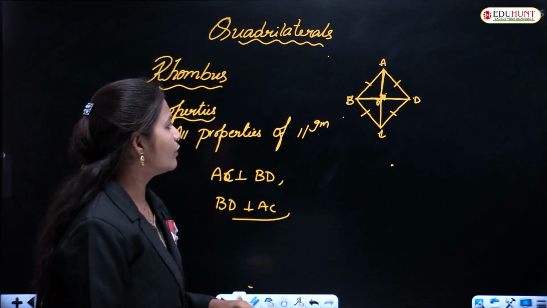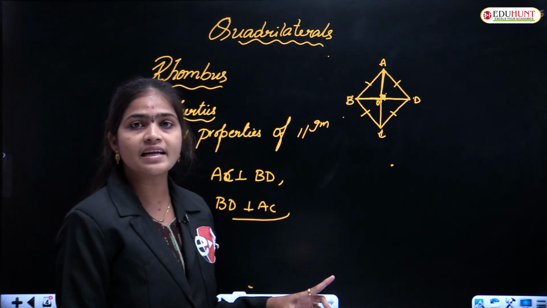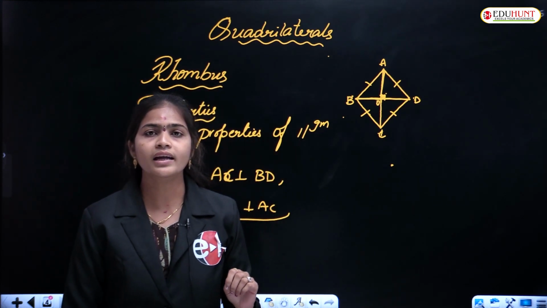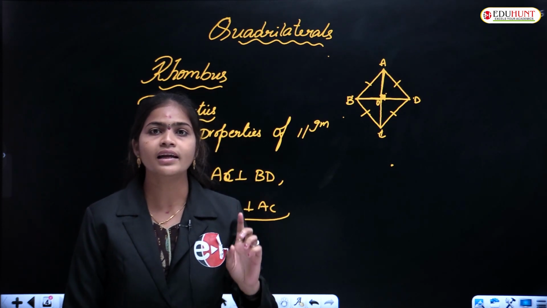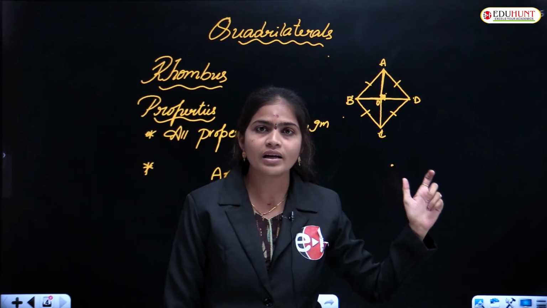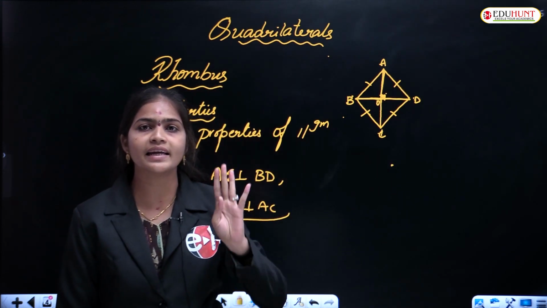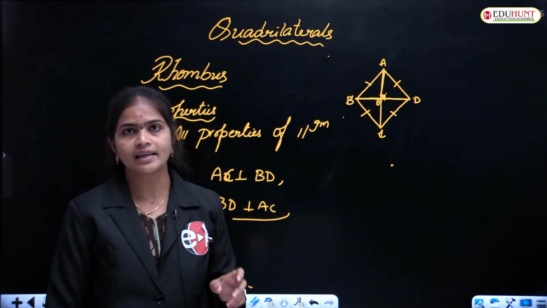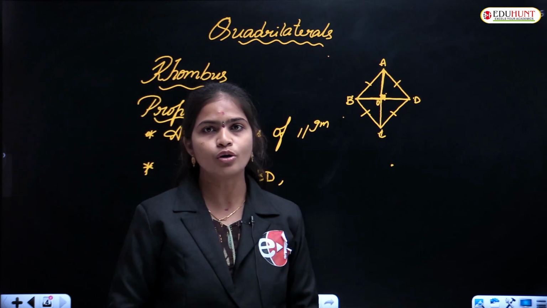Children, another point: the two diagonals of a rhombus divide it into 4 congruent triangles. One diagonal divides it into 2 congruent triangles. Now two diagonals of a rhombus divide it into how many triangles? 4 congruent triangles. So these are the properties related to a rhombus.